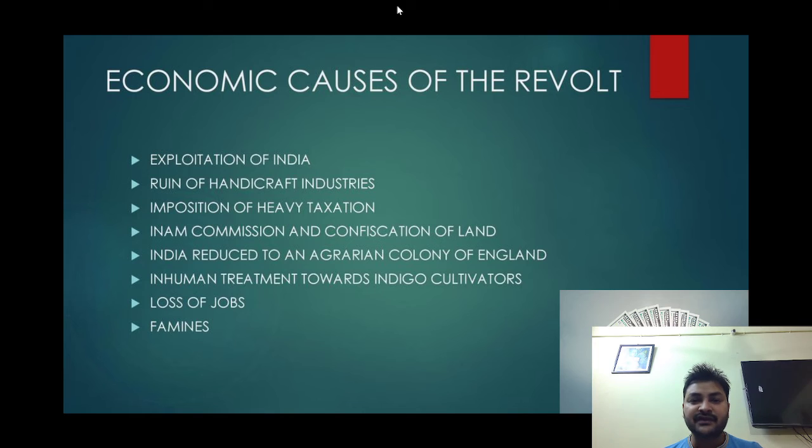See, understand one thing. Money plays a very important role in ruling a nation. If you don't have money, what will you do? You need money. For what purpose do you need it? For food, for shelter, everything you need money. For each and every work you need money.